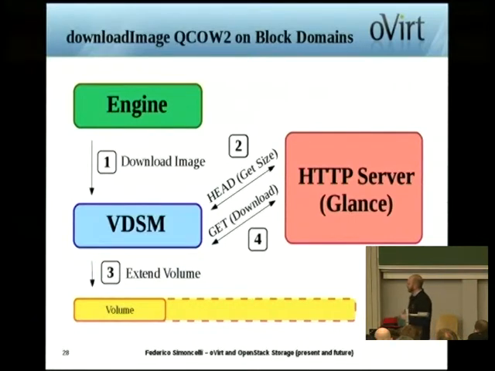So what happens is that the volume that is created is just probably 1 gigabyte in size. And VDSM has to go to the HTTP server or Glance and download and peek for, in this case, the actual size of the file that will be transferred. And it will extend the volume to the correct size before downloading it.